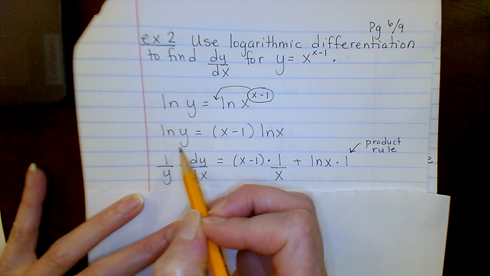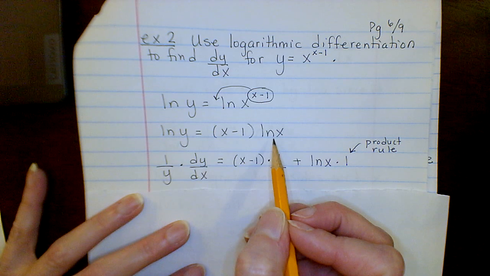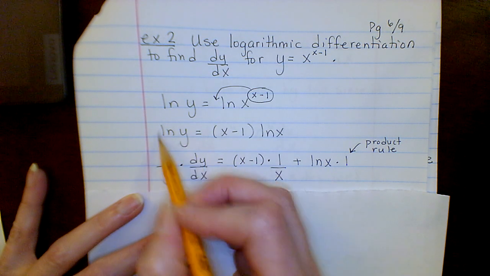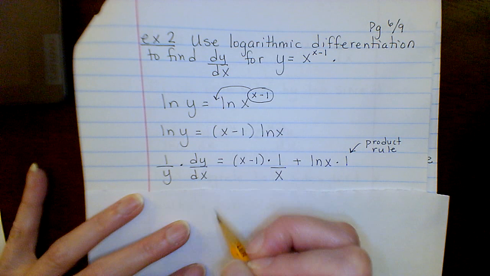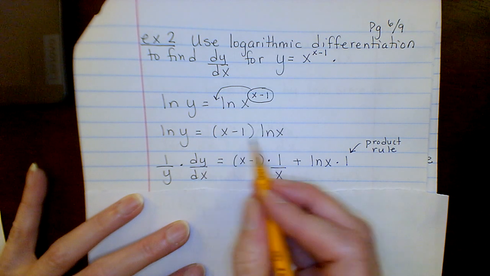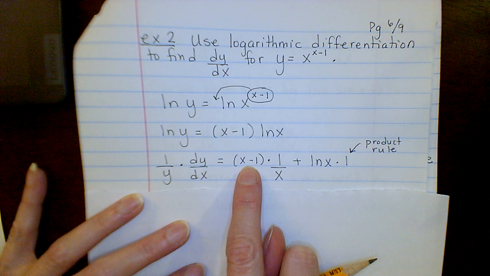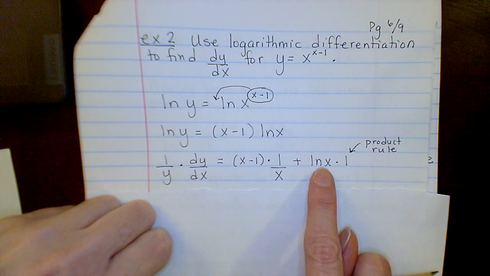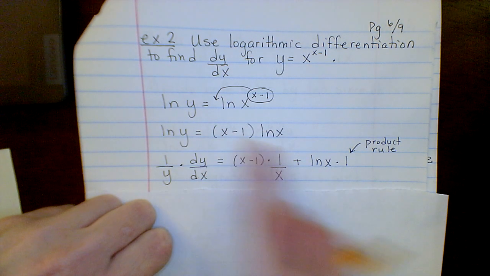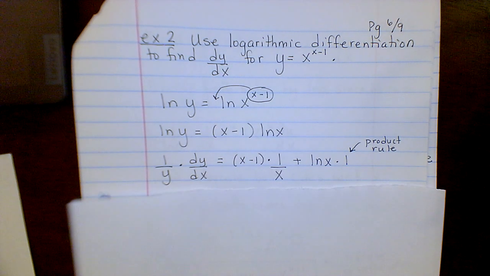Over here, we're going to have to use implicit differentiation because we're differentiating both sides with respect to x. So this is going to be the derivative of natural log y is 1 over y, and then by the chain rule is going to be dy dx. Over here, I'm going to need the product rule. So it's the first times the derivative of the natural log plus the natural log times the derivative of x minus 1. So all of that came from the product rule.